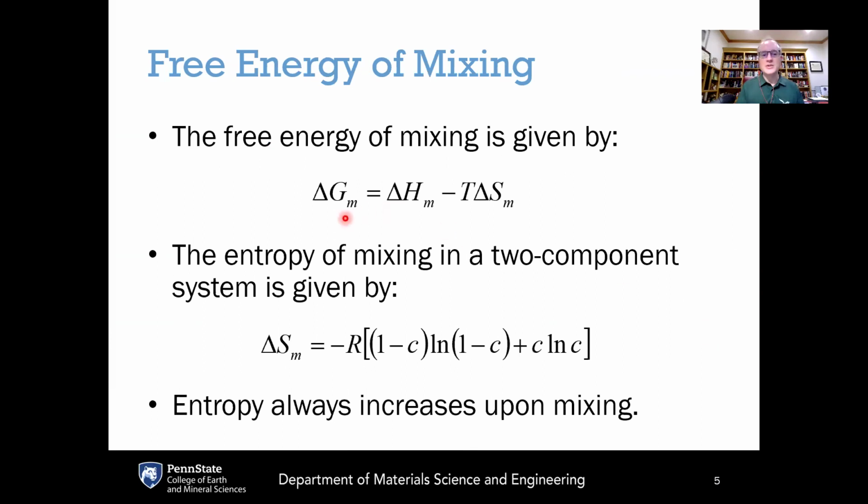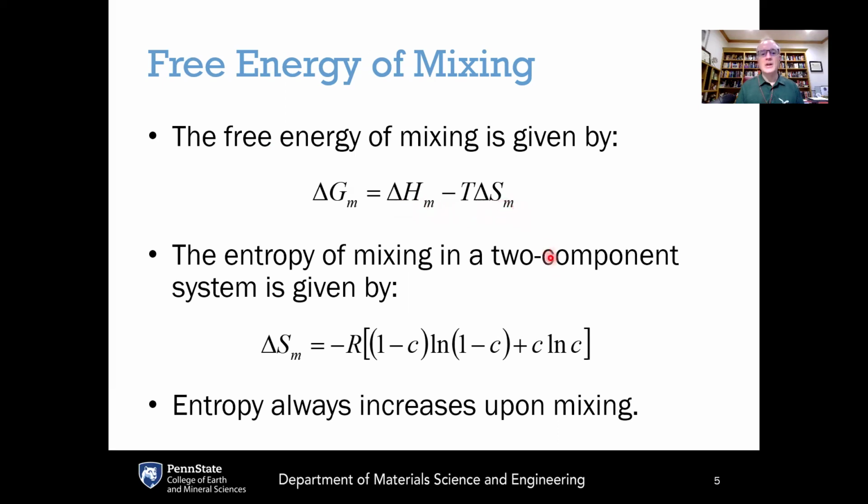Now, if we have a Gibbs free energy, we want to break that into enthalpic and entropic components. So the free energy of mixing, delta G sub M, is equal to this enthalpy of mixing, or heat of mixing, delta H sub M, minus the absolute temperature T times the entropy of mixing, delta S sub M.